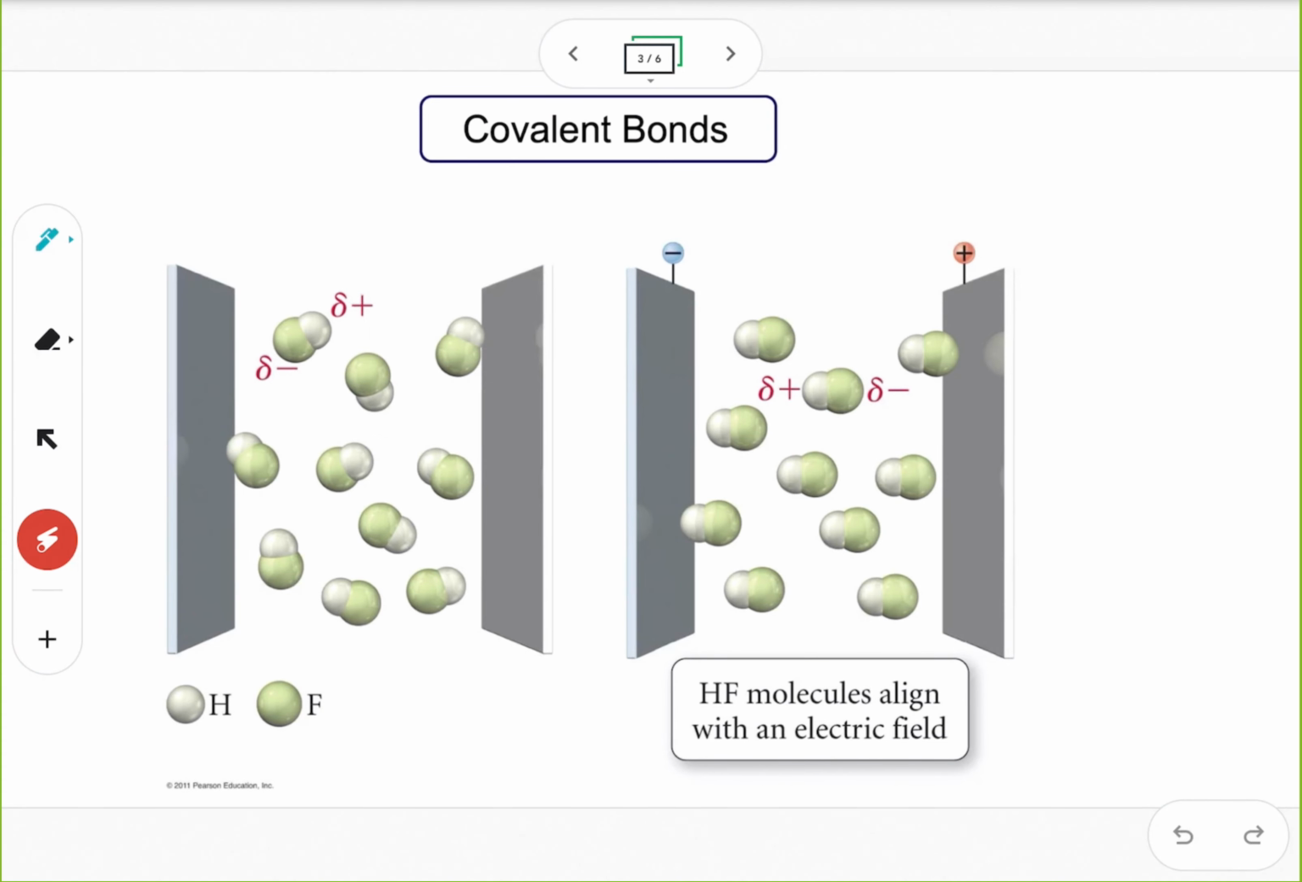And further study of covalent bonds shows a very important property of covalent bonds, and that is the polarity. What does that mean? Well, here this molecule is hydrogen fluoride, okay?